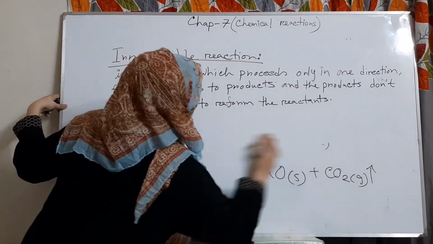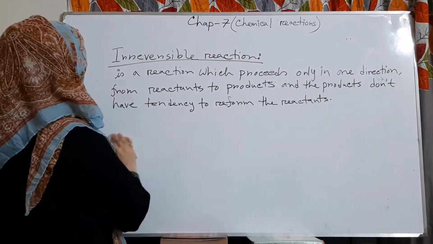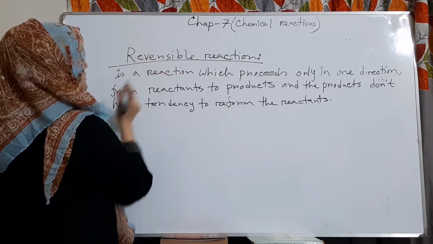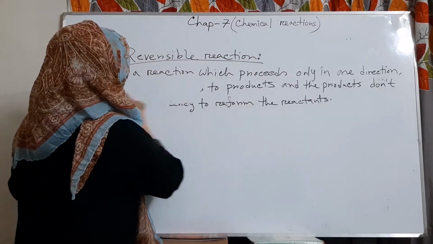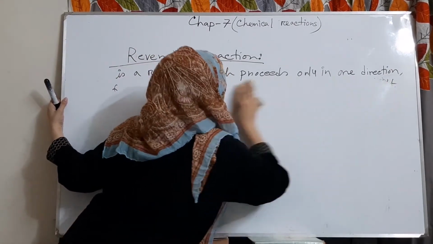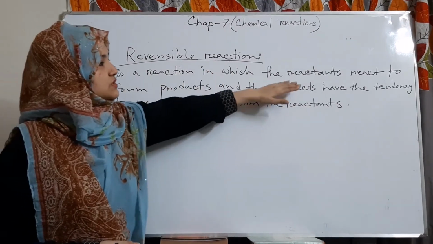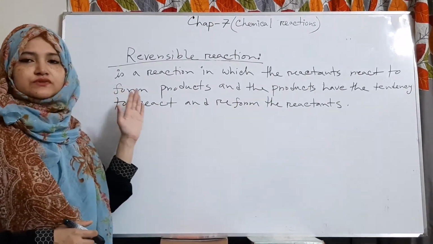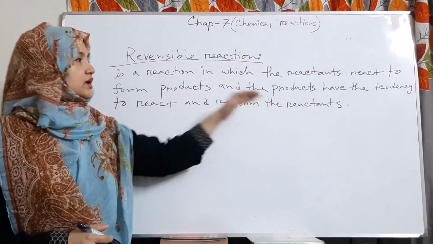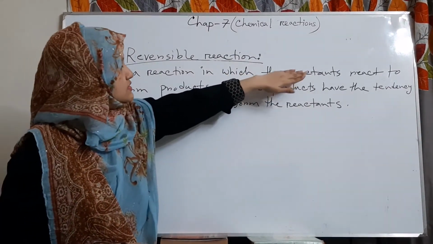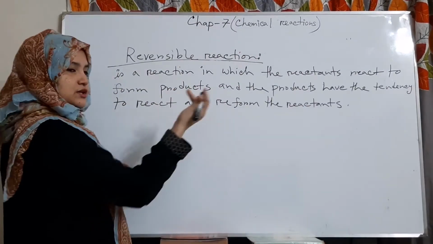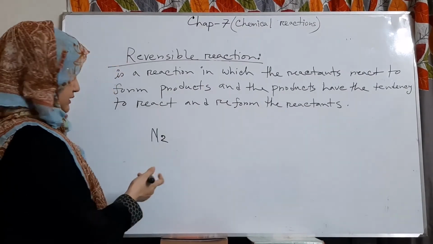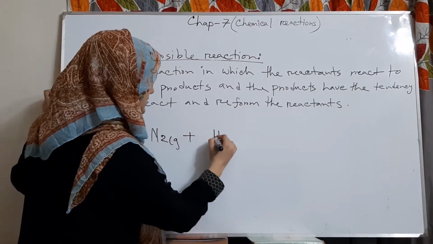Then we have to know about the reversible reaction. The definition of a reversible reaction is: a reversible reaction is a reaction in which the reactants react to form products, and the products have the tendency to react and reform the reactants. Give an example, which is nitrogen. We can take nitrogen gas and hydrogen gas.